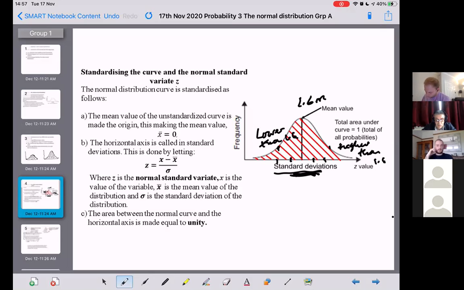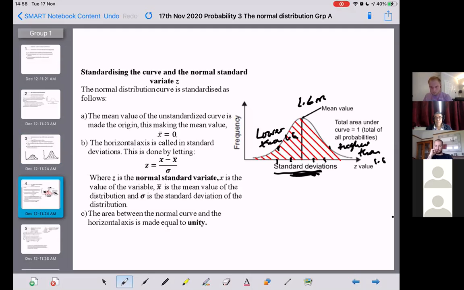That's where Z is the normal standard variate, x is the value of the variable, and x bar is the mean value of the distribution, with sigma being the standard deviation. So there's a lot of information there, okay? But when we take a look at an example, we'll calculate the Z value, and then we'll use a table to find out what the probability is. And that's actually quite an easy process to go through. All right, but understanding how it works is just a little bit more difficult.